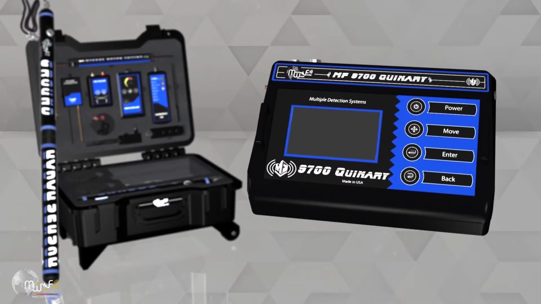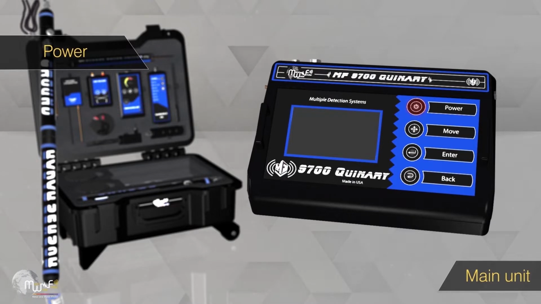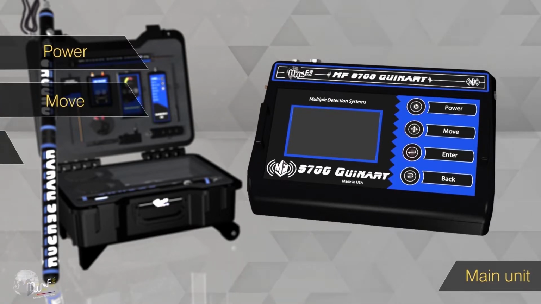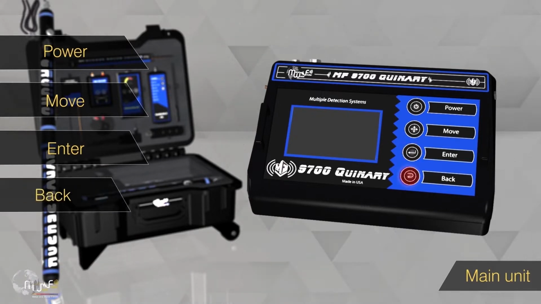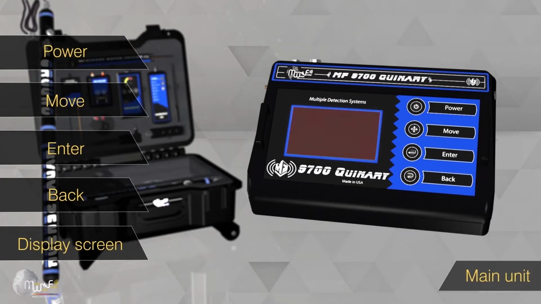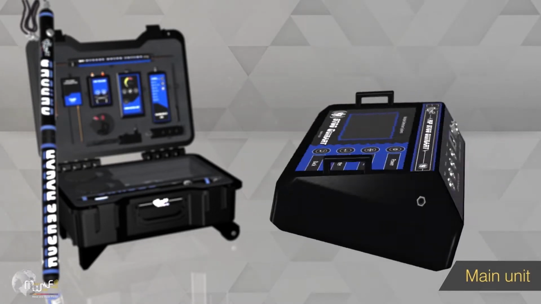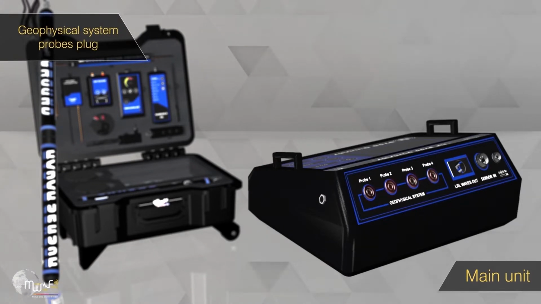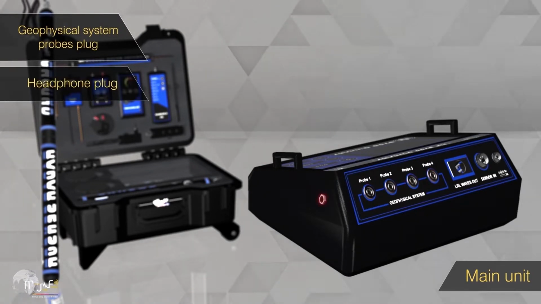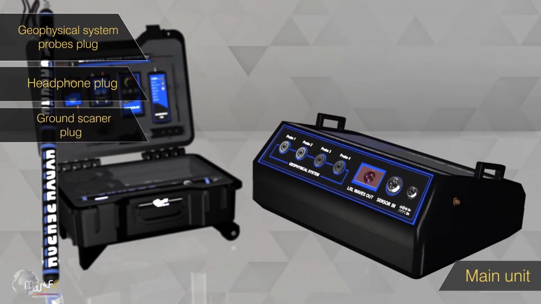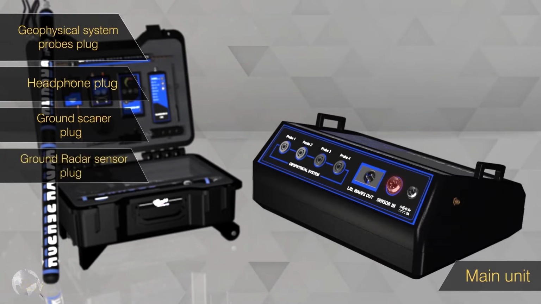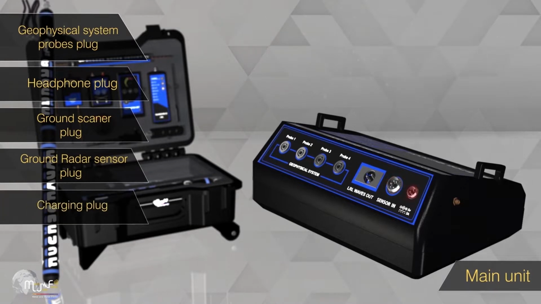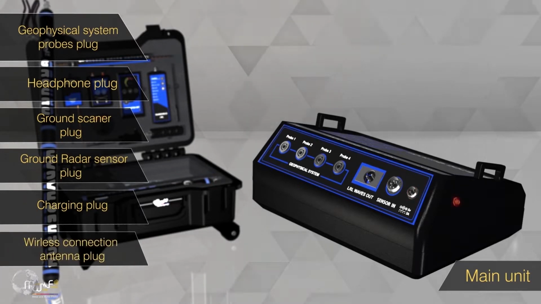The main unit consists of Power On/Off button, Move, Enter, Back, TFT LCD screen, and from the side and back interface, geophysical system probes plug, headphones output plug, ground scanner plug, ground radar sensor plug, charging plug, wireless communication antenna plug.